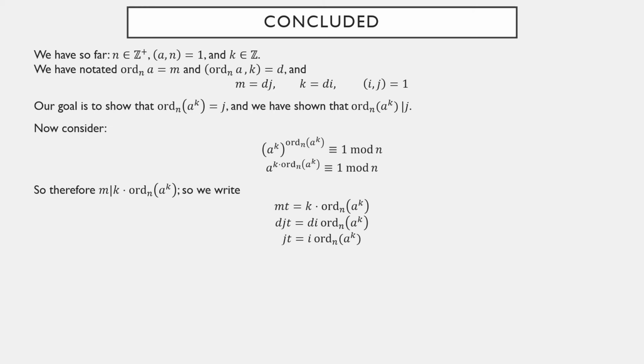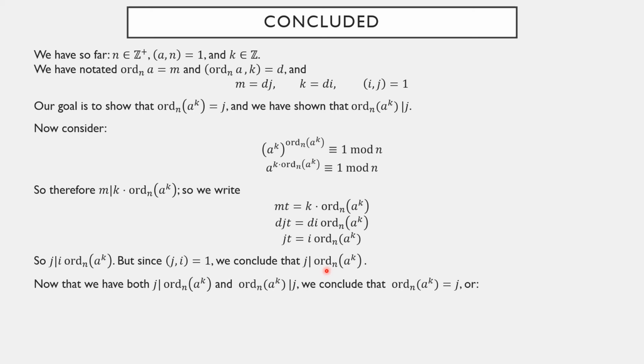Now our goal, remember, was to show these two things are equal. We've shown that this order is a factor of j. Can I somehow claim that j is a factor of this order? Well, j is definitely a factor of i times the order. But j and i were relatively prime. So if j is a factor of i times the order and it's relatively prime to i, it must be a factor of the order. So j is a factor of the order of a to the k, but the order of a to the k was also a factor of j. Therefore, they are equal to each other.